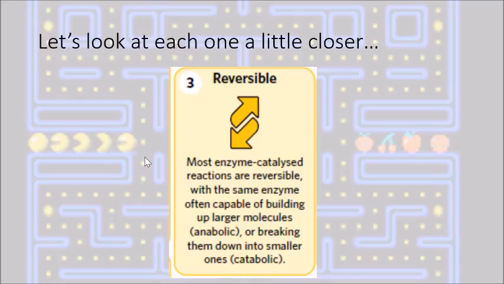Most of the reactions that are catalyzed by enzymes are reversible. And so you'll see, and we're going to learn these terms as we go through, if they build up larger molecules, it's referred to as an anabolic enzymatic chemical reaction. If they break them down, so they take the substrate and break it down, it's referred to as catabolic. So anabolic and catabolic, we'll learn about that some more as well.